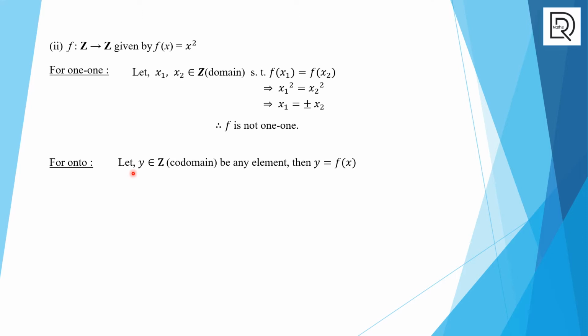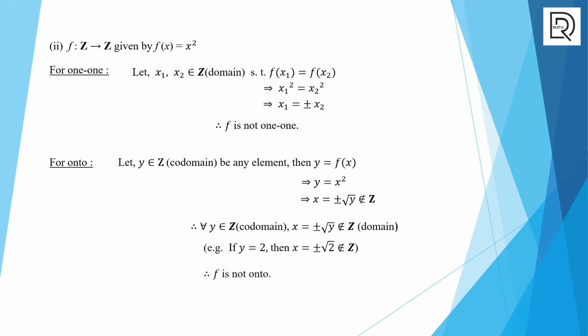Again, for onto, let y belong to Z, which is the codomain, be any element. Then we can write y equals f of x. So this implies y equals x square. This implies x equals plus minus root over y. And clearly this does not belong to Z, because if you take the value of y as 2 or 3, then you get root over 2 or root over 3, which clearly does not belong to Z. So for all y belonging to Z, this x does not belong to Z. Therefore, our function is not onto.